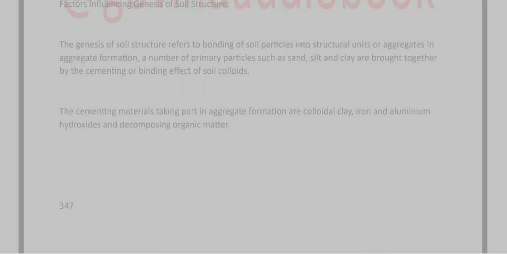Factors influencing genesis of soil structure. The genesis of soil structure refers to bonding of soil particles into structural units or aggregates. In aggregate formation, a number of primary particles such as sand, silt and clay are brought together by the cementing or binding effect of soil colloids. The cementing materials taking part in aggregate formation are colloidal clay, iron and aluminium hydroxides and decomposing organic matter.